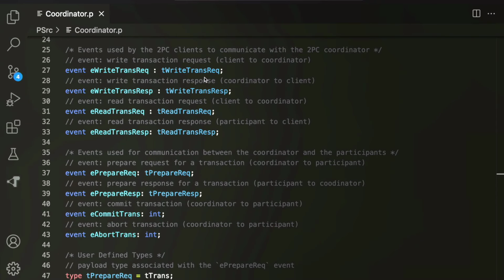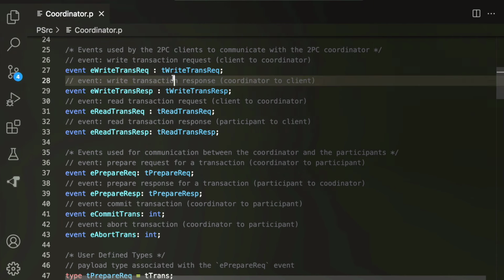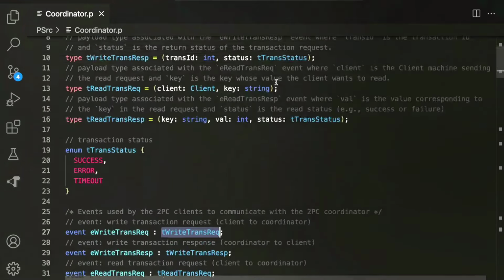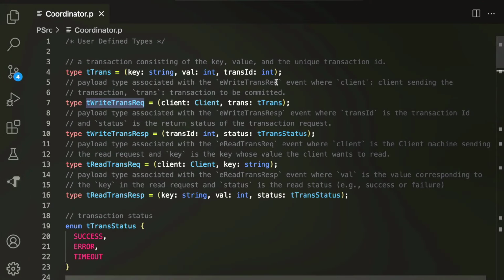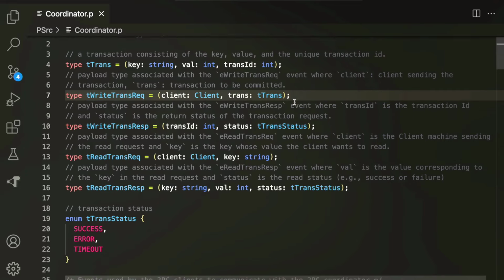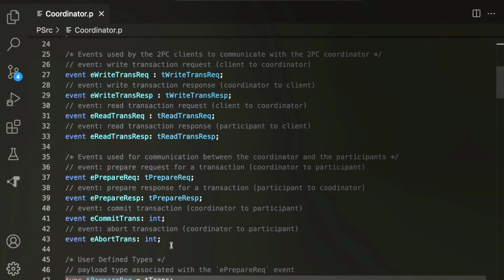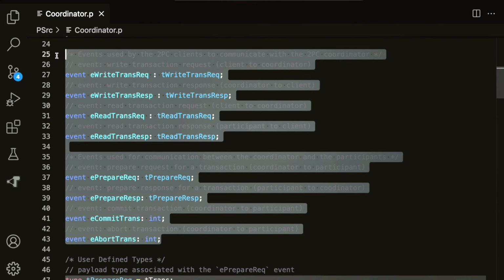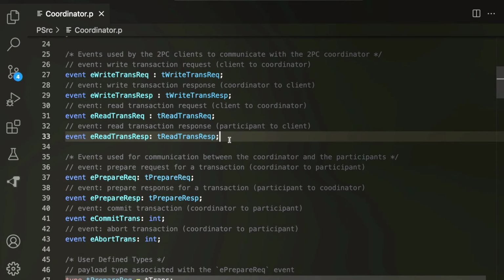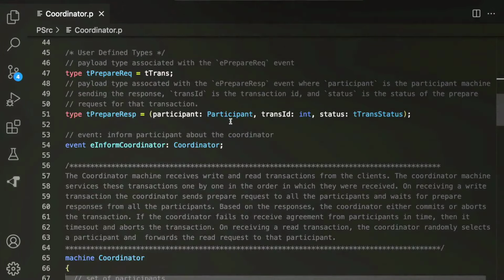In P, state machines communicate with each other by sending events. So for example, line number 27 here declares a write transaction request with a payload of type T write transaction request. And P is just like any other programming language. It allows you to write user-defined types and complicated types so that you can capture complicated protocol logic in P. Okay? And you basically would declare all the events that are being used to communicate between different components in your system, and that acts as an interface between your components. So in this particular case, the events are being used to communicate between the coordinator and the participant. Okay? So the events that are used between state machines.